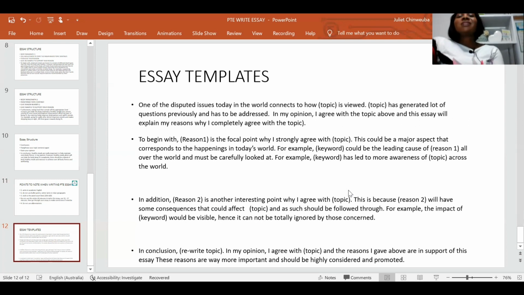You can use it, it works. You can see me talk about my opinion here, the topic sentence, my opinion. You can see me say to begin with, you can see me say in addition, you can see me say in conclusion. So what my template is talking about is not different from the method I shared earlier, the method of writing an essay I shared earlier. So these are tips and strategies that you can use to write your PTE Write Essay and get all the scores that you need. So you can have these templates.